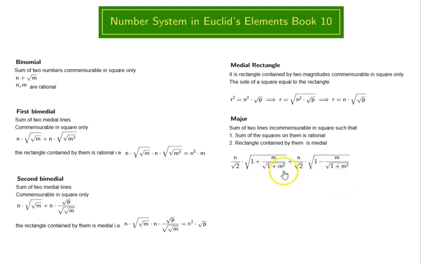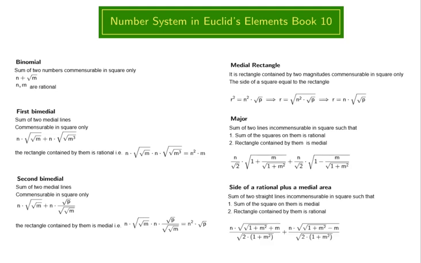Again, you can try out. Take the square of this, take the square of this, add them up. When you add them up, you should get a rational number. That means all the square root should disappear. Similarly, if you multiply these two, you should end up with a medial. I have shown for 2, the rest I will not be showing. You can try it out.